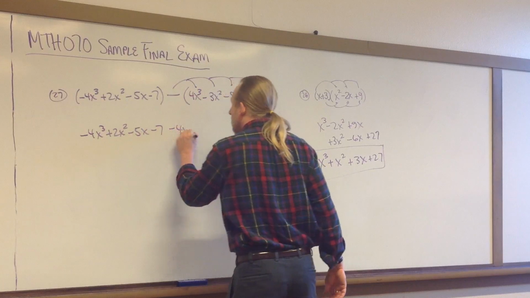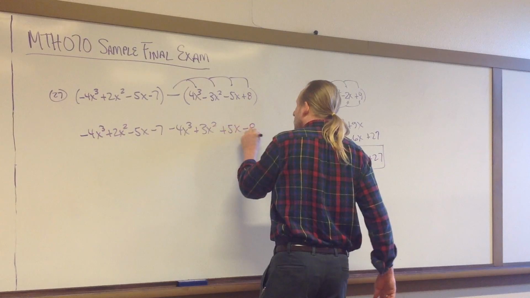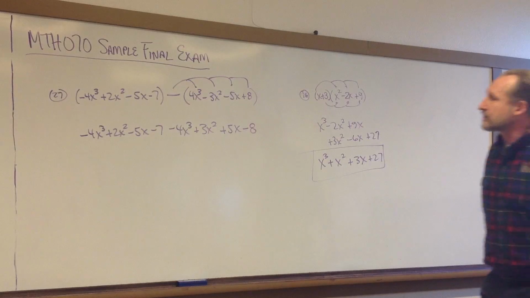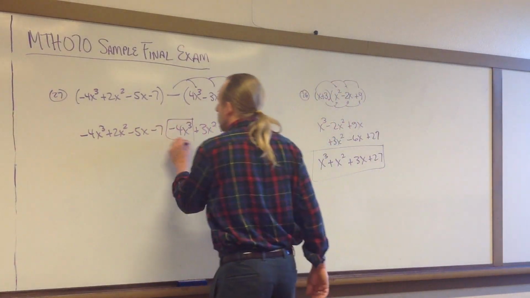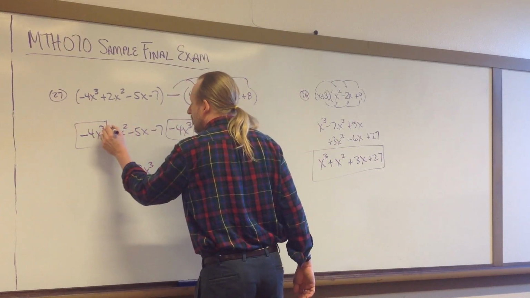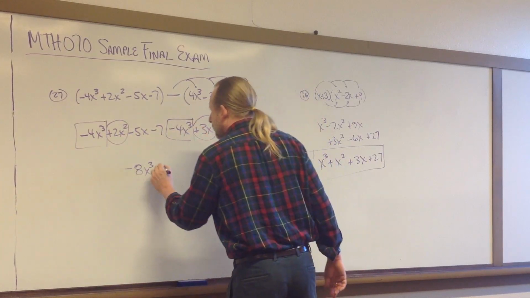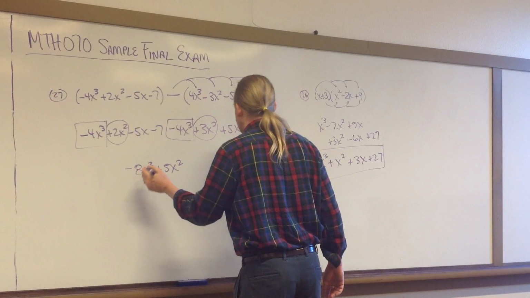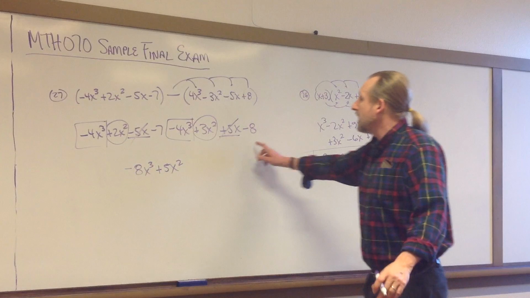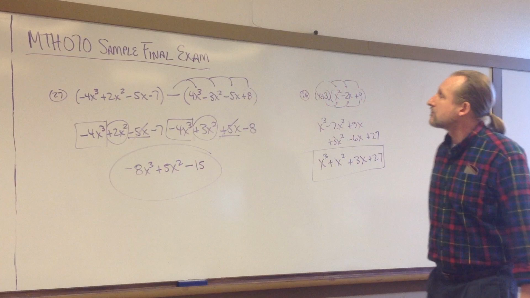And then we'll get minus 4x cubed, positive 3x squared, positive 5x, and minus 8. Because this is going to change all the signs inside that parentheses. Okay, so now our like terms, negative 8x to the third. The x squareds are both positive 2 and positive 3, so positive 5x squared. Minus 5x and positive 5x, those cancel each other out and make 0. Negative 8 and negative 7 make negative 15, and there we go.